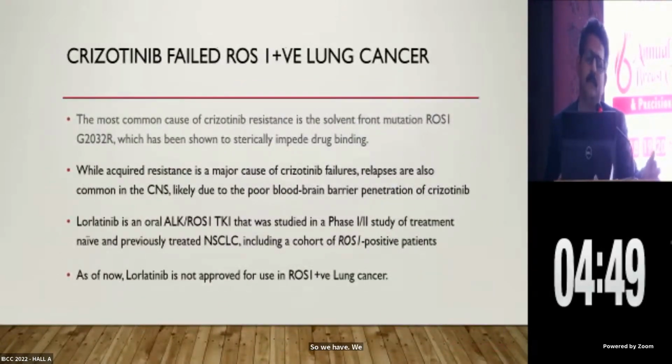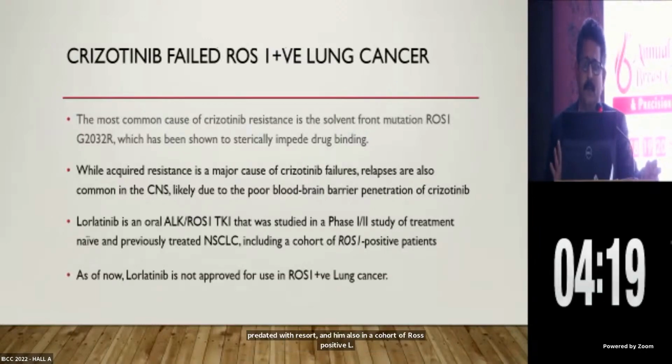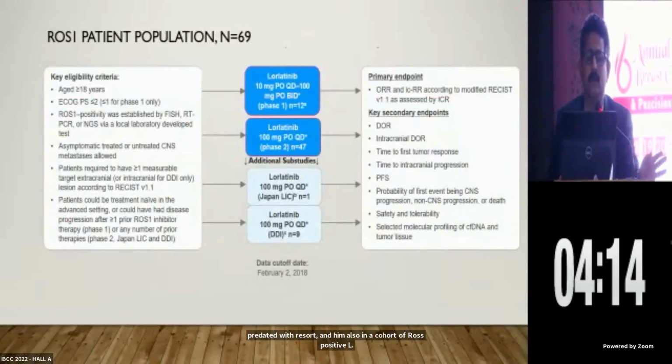We have another drug. The most common cause of crizotinib resistance is found to be a mutation in ROS1 G2032R, and that is shown to sterically impede drug binding. This is going to be a hindrance as we start using more and more crizotinib. Lorlatinib is an oral ALK-ROS TKI that was studied in phase 1-2 trials in patients who were both naive as well as pre-treated with crizotinib, also in a cohort of ROS positive lung cancers. But as of now, lorlatinib is not approved for use in lung cancer. But nevertheless, the data looks impressive.